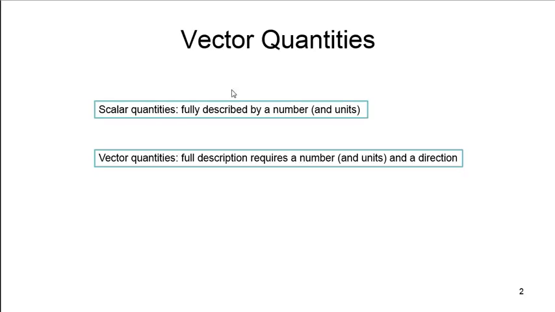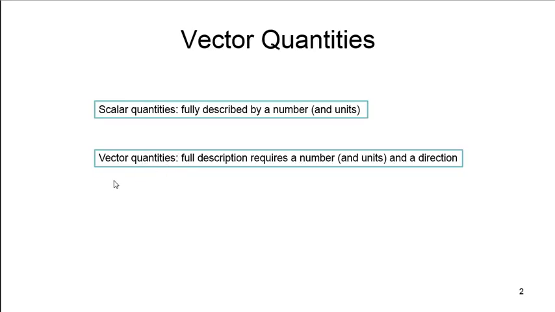So let's go back to a scalar, like the amount of money in your bank account. I would never say something like you have $30 southwest in your bank account. That doesn't make sense because the quantity of how much money you have in your bank account is a scalar. There's no direction associated with that. But let's consider something that's a vector quantity. That could be something like position.